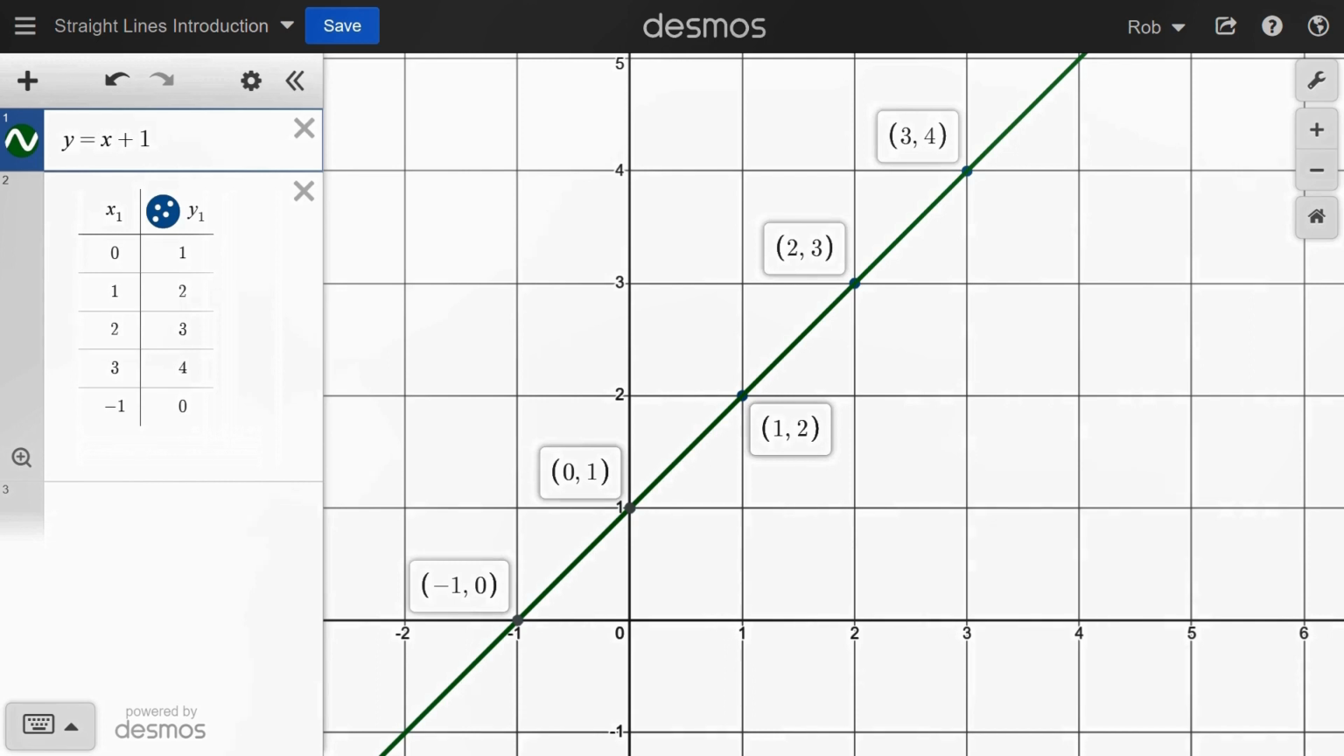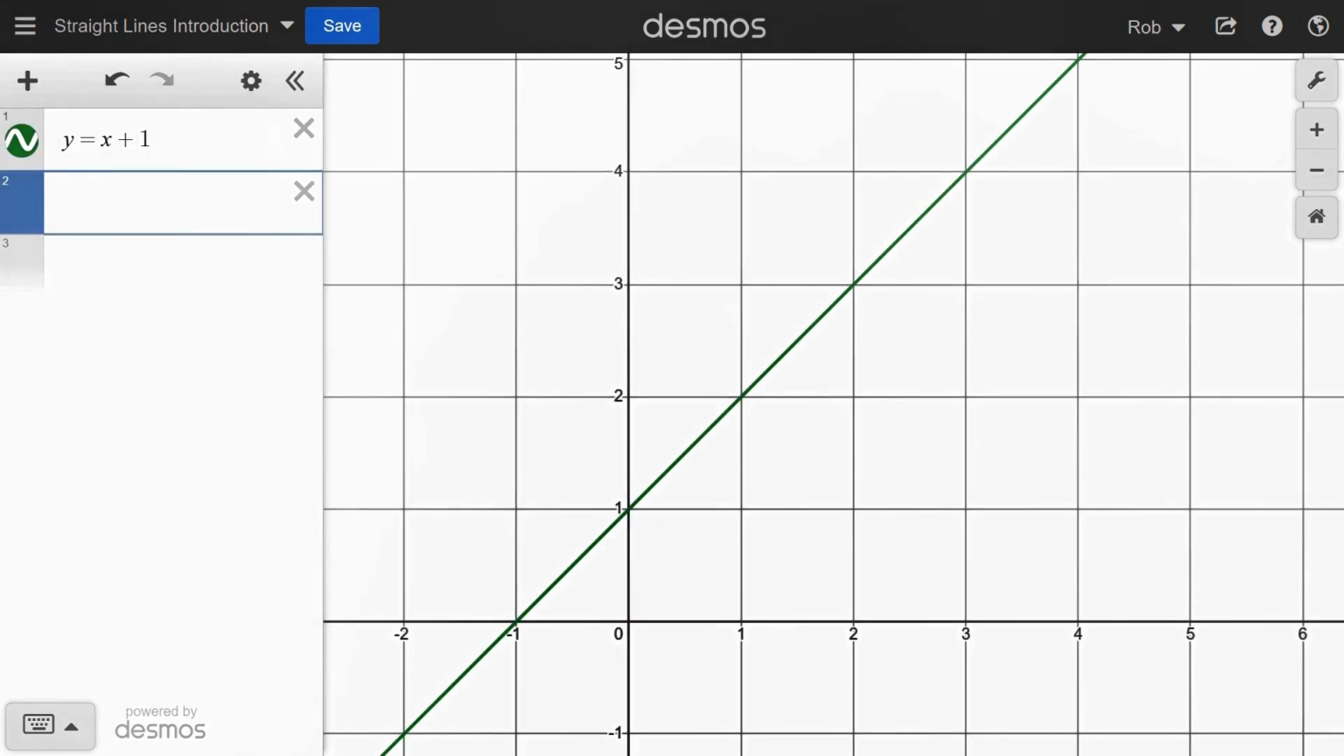I think that's a green line. So over here on the top left corner, it says y equals x plus 1. That's the equation of that line. That's the unique equation of the line. No other points anywhere fit on y equals x plus 1 except for those on that exact line.